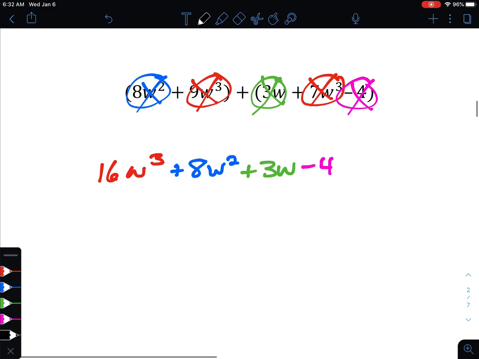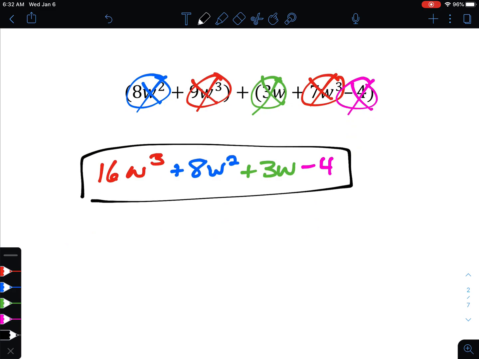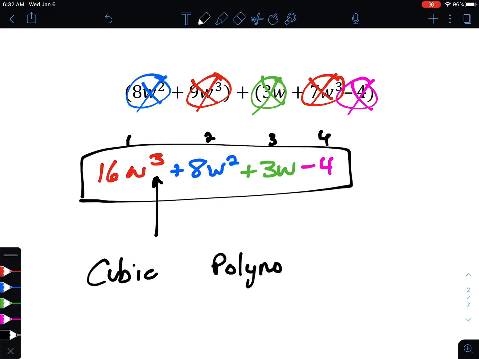So now, naming this one, our highest exponent, highest degree, is a 3, so that's going to make this cubic. And this time we have 1, 2, 3, 4 terms, so we're going to call this a cubic polynomial.